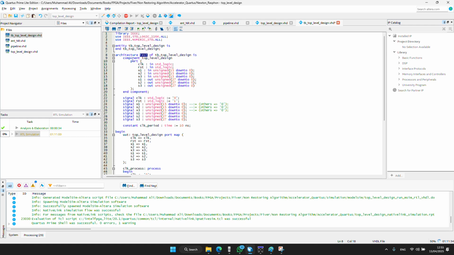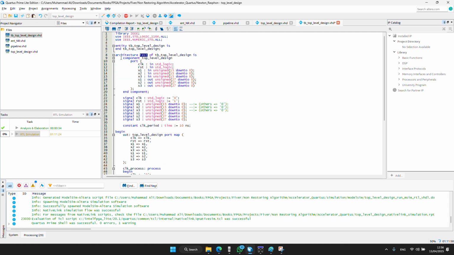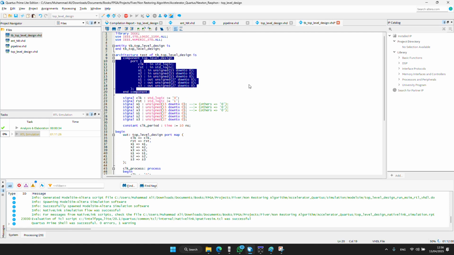Okay, now this is the component declaration, which is the main design of our file, from which we will connect our test bench signals to the main file. So this is the main file. If you open up the top level design, we can copy this as a whole. We copy this and paste it here. That is all we have done.